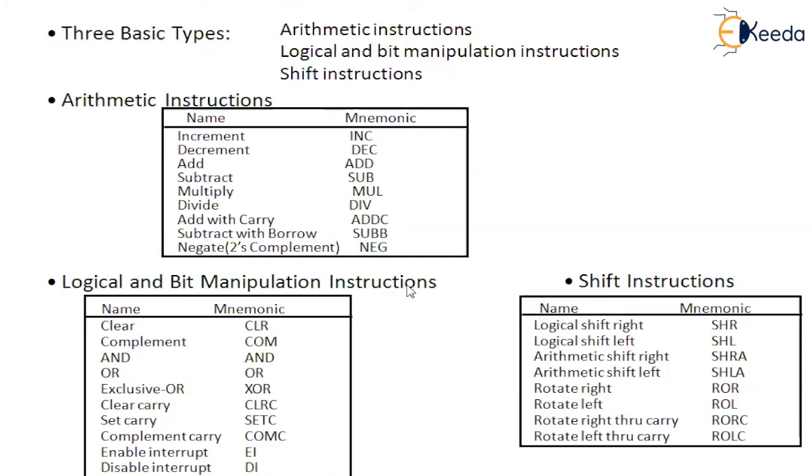Logical and bit manipulation instructions. You know what the various logical instructions are? AND, OR, XOR, XNOR, clear carry, set carry. These are examples of the logical and bit manipulation instructions. Certain bits of a register will get manipulated when these instructions get executed. Those are logical and bit manipulation instructions.